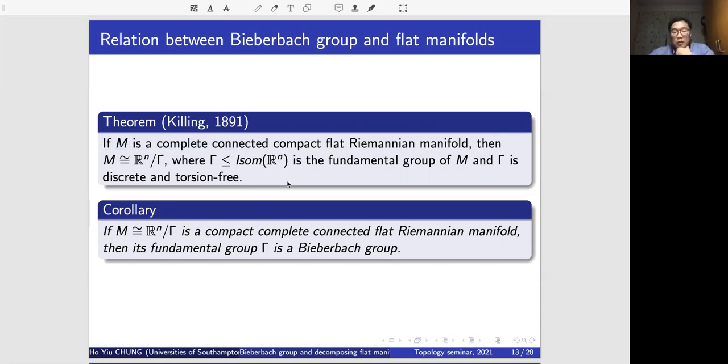All right, so that's a theorem by Killing, proved in 1891, which says that if M is a complete connected compact flat Riemannian manifold, then it will be isomorphic to Rn with the gamma acting on Rn, where gamma is the fundamental group of M, and gamma will be discrete and torsion-free. So what we get immediately as a corollary is if you have a compact, complete, connected, flat Riemannian manifold, we need it to be compact because, as in the definition of the crystallographic Bieberbach group, the quotient needs to be compact. And then the fundamental group is the Bieberbach group. So there's a connection between flat manifold and Bieberbach groups.